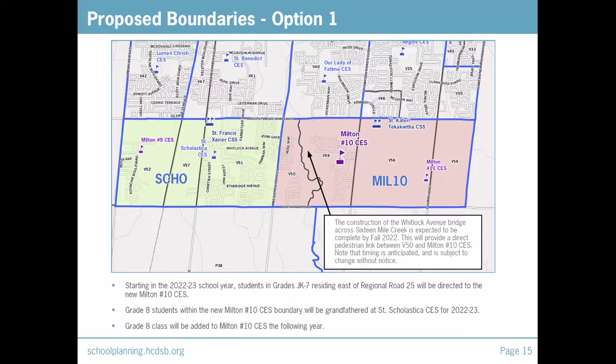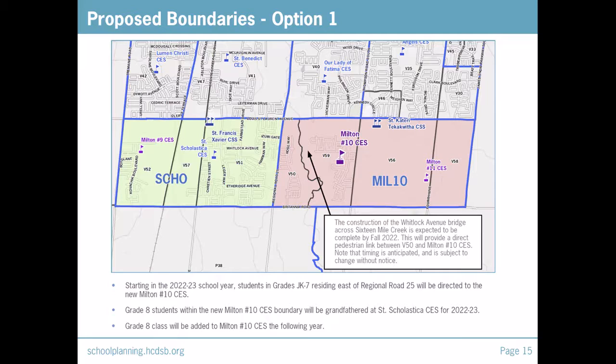In option 1, starting the 2022-23 school year, students in grades JK to 7 residing east of Regional Road 25 will be directed to the new Milton School, and existing grade 8 students will be grandfathered at St. Scholastica. A grade 8 class will be added to Milton number 10 the following year.